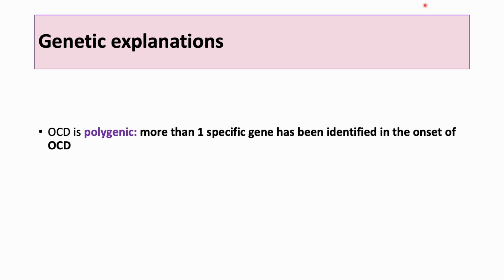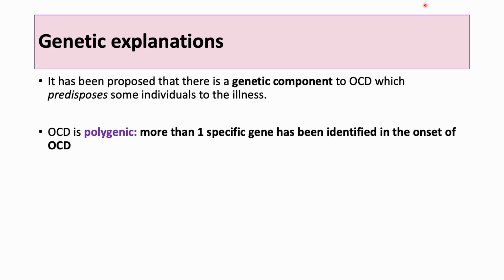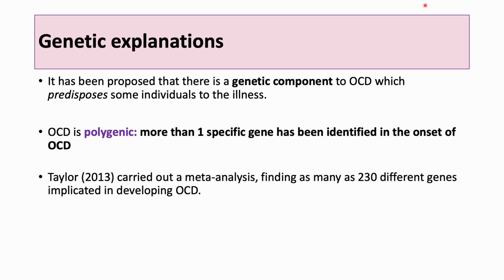OCD is polygenic. Now that word polygenic is important here. So there is more than one specific gene that has been linked to OCD, therefore suggesting there is a genetic component to OCD, not necessarily that ultimately causes it, but certainly predisposes individuals to OCD. And Taylor in 2013 carried out a meta-analysis, so that large-scale study compiling lots of different research, and found actually there are as many as 230 different genes involved in OCD. And that point by Taylor is crucial for AO3, which we'll visit later on in this video.